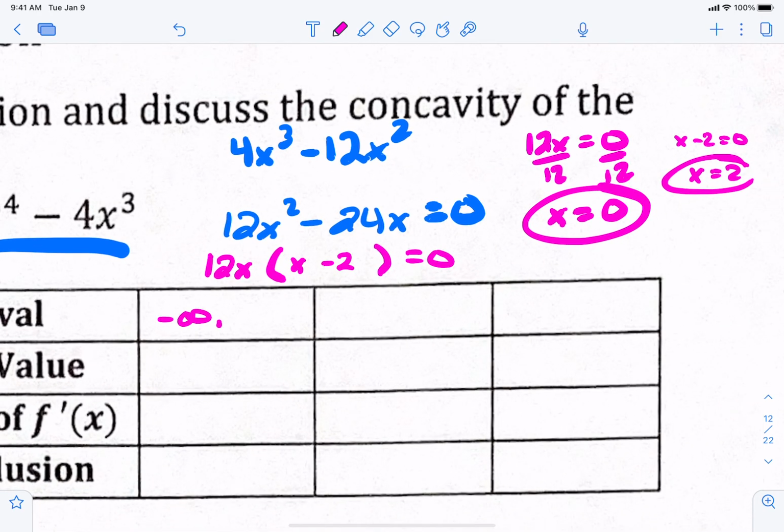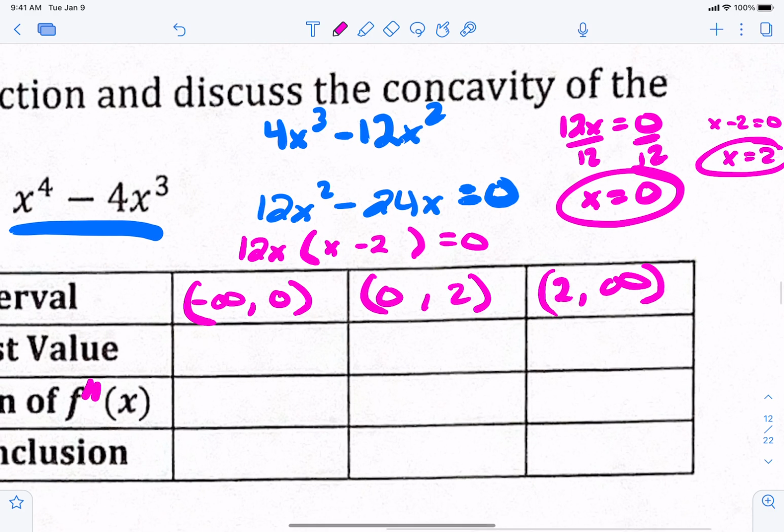Negative infinity to 0. 0 is the first one that comes, okay? 0 to 2, and 2 to infinity. Okay, there's another typo, double prime. Negative 3. Because I just copy pasted these tables, right?